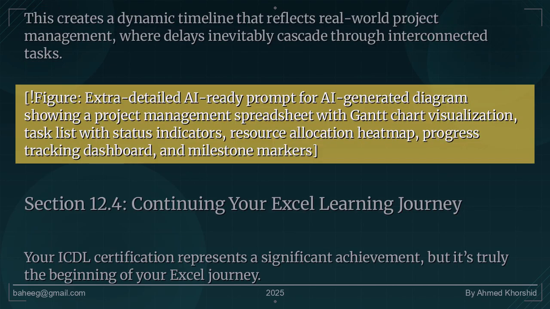Figure: extra detailed AI-ready prompt for AI-generated diagram showing a project management spreadsheet with Gantt chart visualization, task list with status indicators, resource allocation heat map, progress tracking dashboard, and milestone markers.